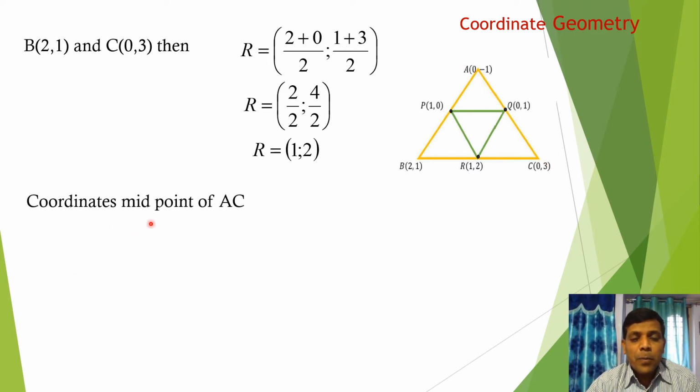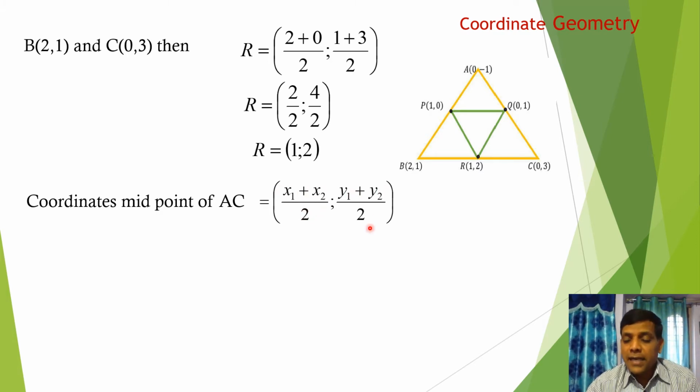Coordinates of the midpoint of AC: do you know the formula for the midpoint? It is (x1 plus x2) by 2, comma (y1 plus y2) by 2. Write down the coordinates: A is (0, minus 1) and C is (0, 3). Here Q is the midpoint of AC.